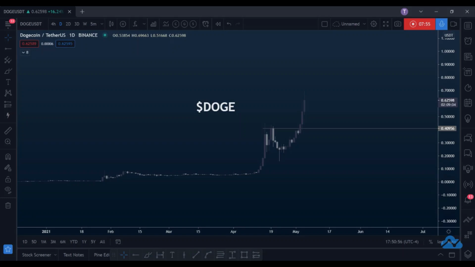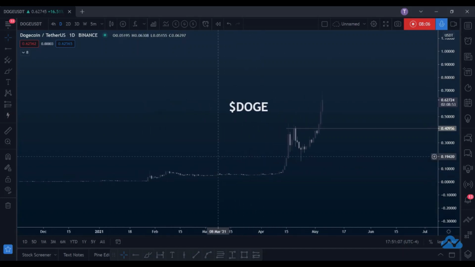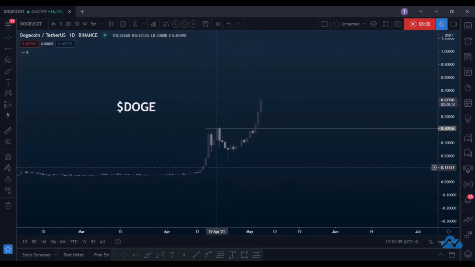So in terms of lines, we're just going to talk about two types of lines. We're going to talk about horizontal lines, and then we're going to talk about diagonal lines. So let's start with horizontal lines. So here, looking at Doge, let's focus in on April and now just May beginning.